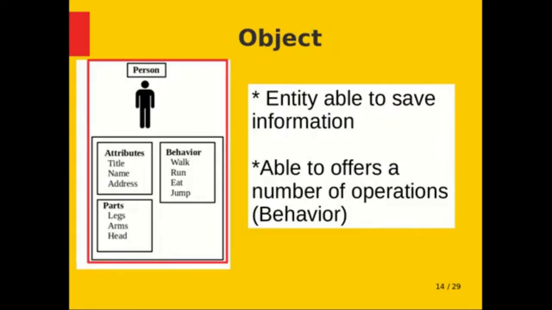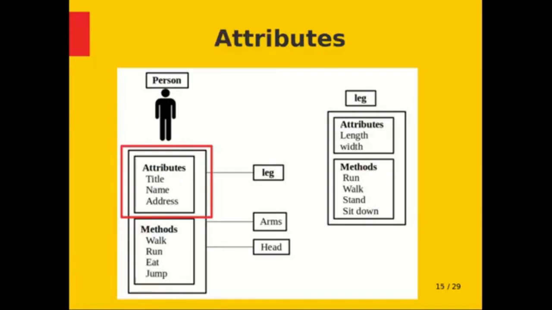An object is an entity able to save information and able to offer a number of operations or behaviors. You can see the object person. There are three boxes called attributes, behavior and parts. Similar names for behavior are operations or methods. Attributes are variables that belong to this object. Here the attributes are title, name and address.